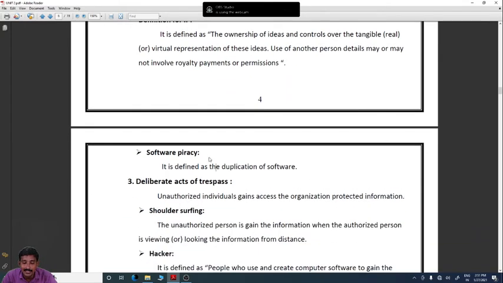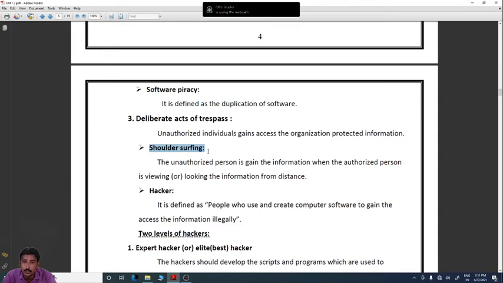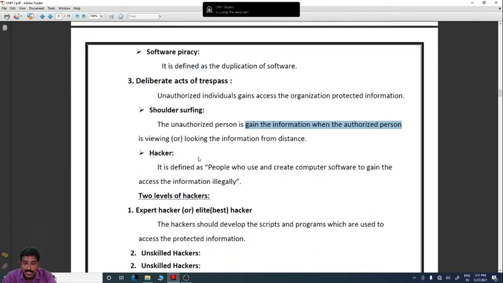And the next one is called a deliberate act of trespass. It means that an unauthorized individual gains access to your protected information. One method is called shoulder surfing. It means that the unauthorized person gains that information while the authorized person is looking at the information from a distance. For example, I am an authorized person looking at some information on my monitor, and the unauthorized person gains the information by seeing my content from a distance, maybe with or without the knowledge of the person. It is called shoulder surfing.